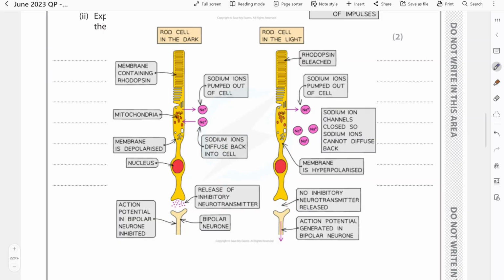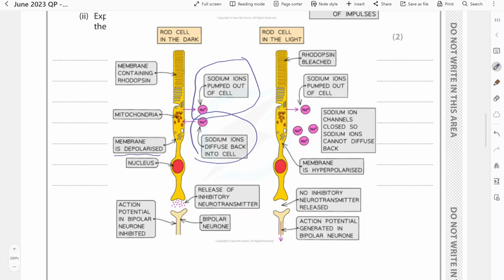So when it's dark, the sodium ions get pumped out of the rod cells via active transport. This creates a concentration gradient, which causes the sodium ions to diffuse back, and you can see it there in that diagram. When sodium ions come in, because sodium ions are positively charged, that makes the rod cell more depolarized. You can see that there, it becomes more depolarized.